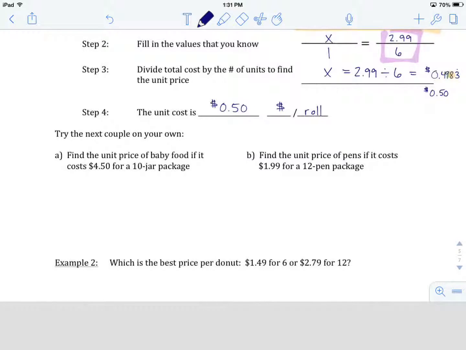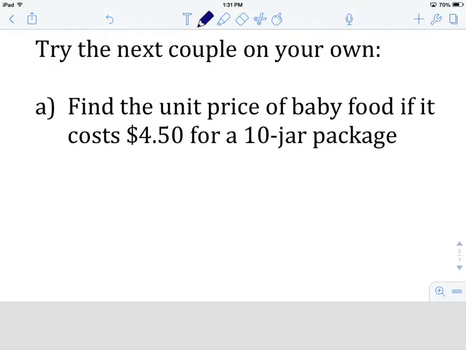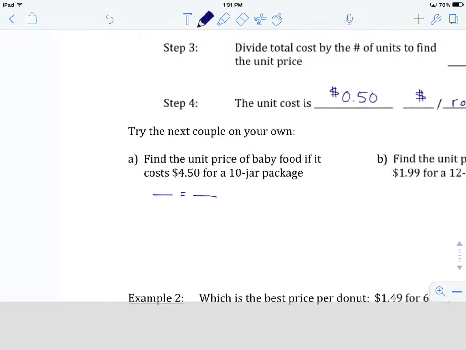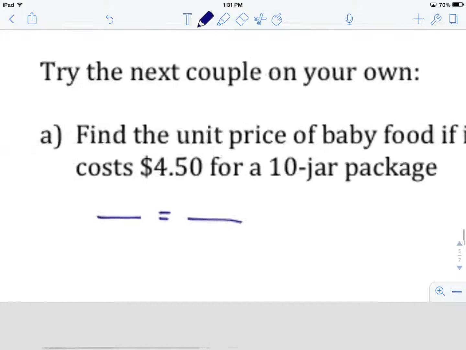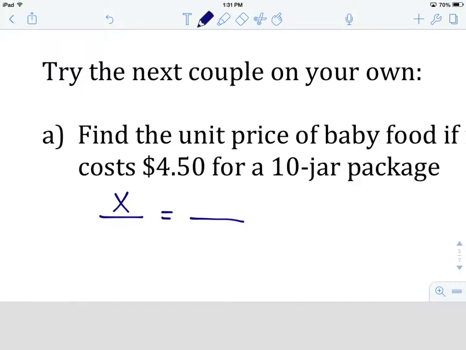So first things first, we're going to set up our proportions. We've got something over something equals something over something. Our first one is going to be unit price over 1 unit. So that's where we're going to be putting our variable. That's going to be unit price, don't know, over 1. So that's really just an x. If we have a denominator of 1, it won't impact it either way, so we don't have to write it down again.